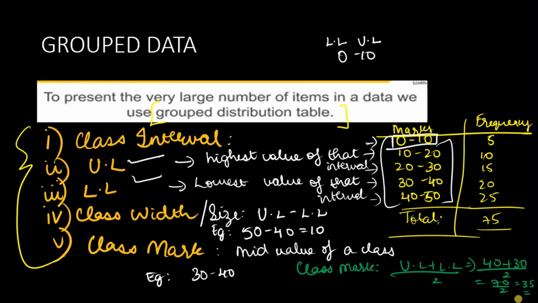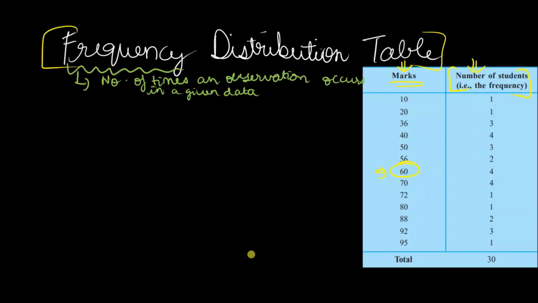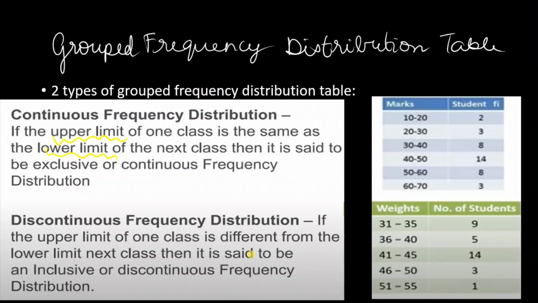Alright, now I hope you understood what the class mark is. That is the mid value of a particular class. Now we understood these 5 things: class interval, upper limit, lower limit, class width, and class mark. I hope it is clear. Now I also told you that we will be coming back to the continuous frequency distribution after this.